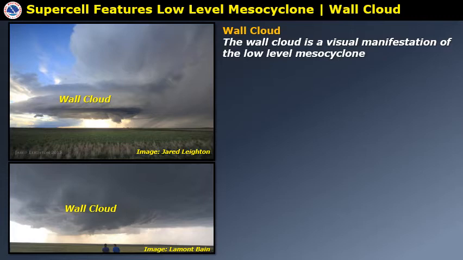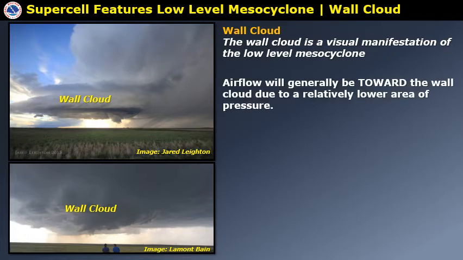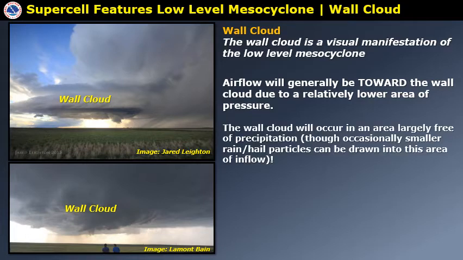Recall from the basic SKYWARN presentation, the wall cloud is a visual manifestation of the low-level mesocyclone. When observing the wall cloud, the airflow will generally be toward the feature of interest. This is due to the relatively lower pressure associated with the wall cloud. The wall cloud will occur in an area largely free of precipitation, though occasionally smaller rain and hail particles can be drawn into this area of inflow.